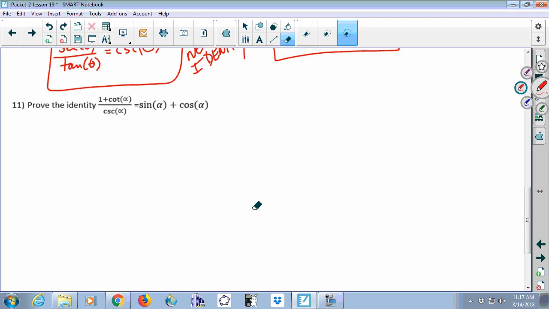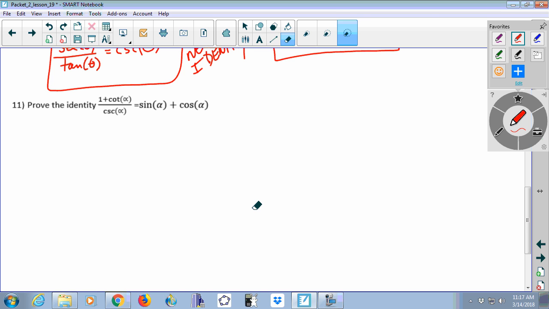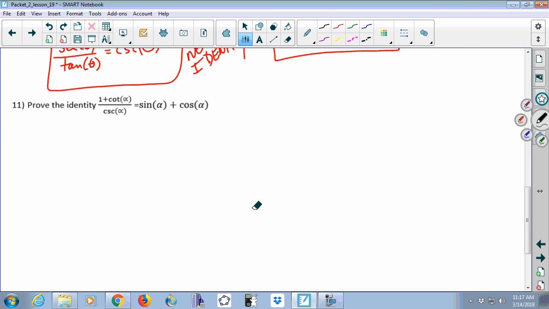This comes with a little experience, and the more you do these, the better you get at knowing where to start. But believe it or not, you're going to want to start with your more complicated side, this fraction over here. That's where you want to start. So you're going to leave this first one, the right side here, alone.